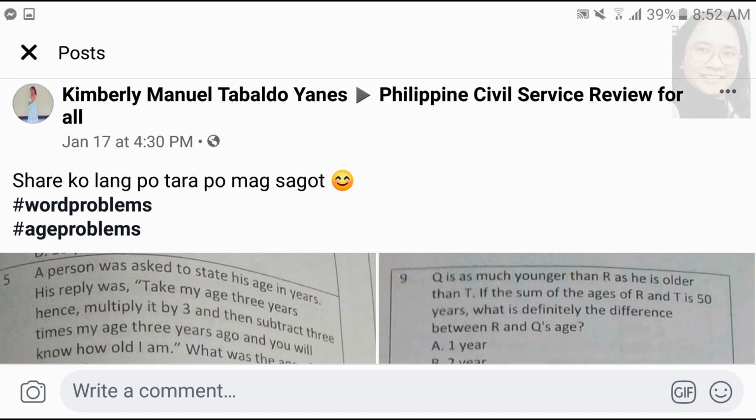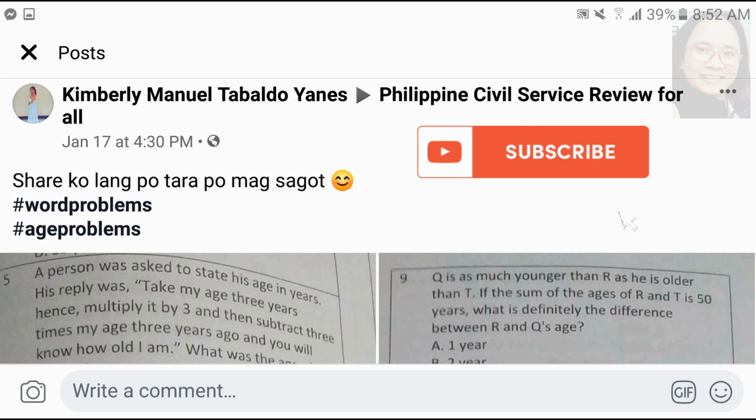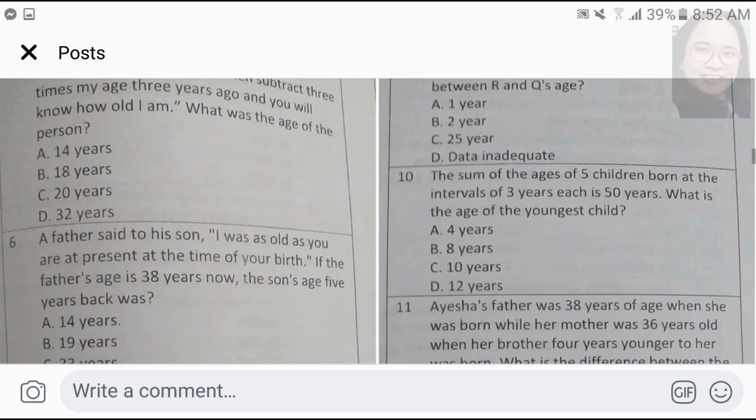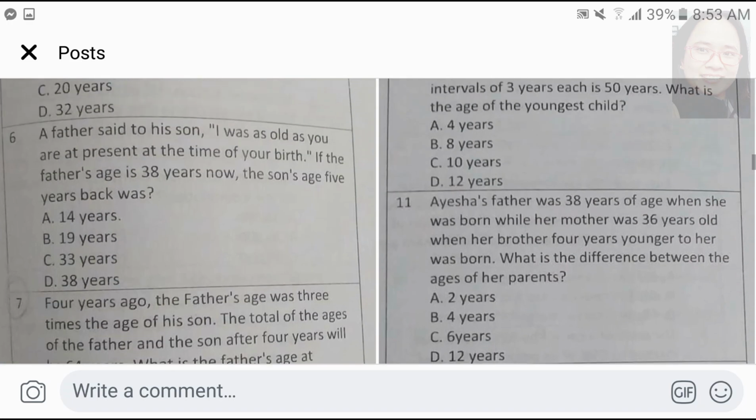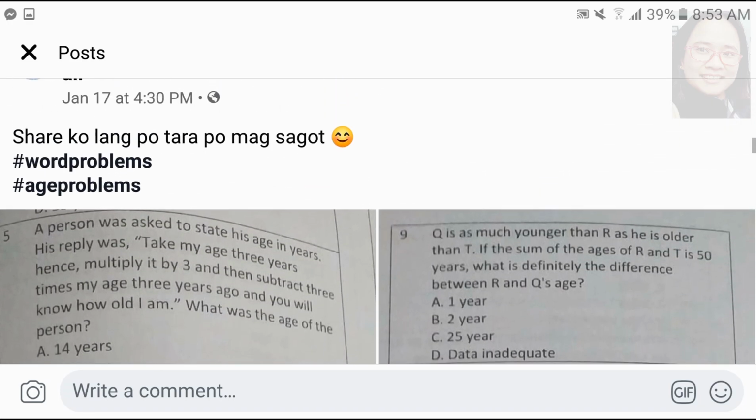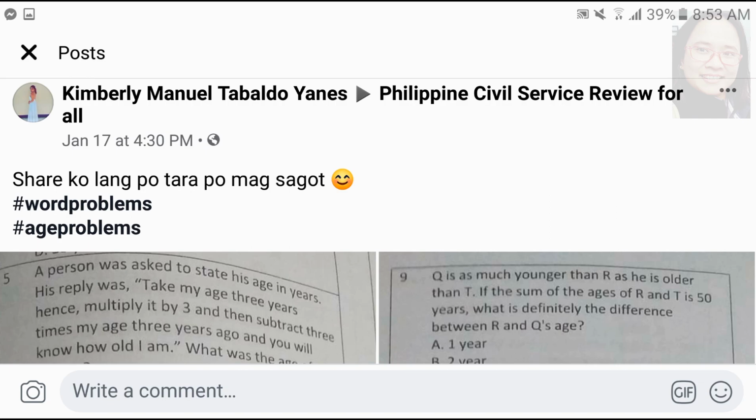Now, let's do again a random post. Pero ito ay post ulit ni Kimberly Manuel Tabaldo Yanis. Masyadong marami siya with regards to age problem. So anyway, sasagutan natin yan lahat. Pero we will just do the shortcut method, yung madalian lang.